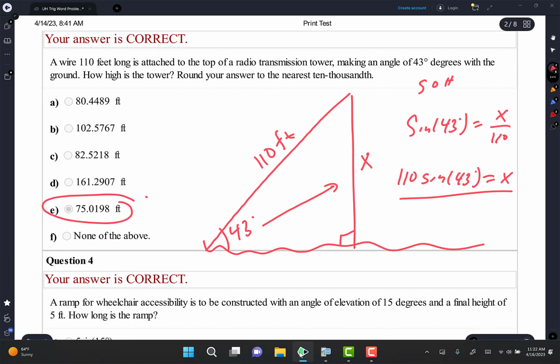75.0198. Oh, I meant to be a smiley, but sorry.